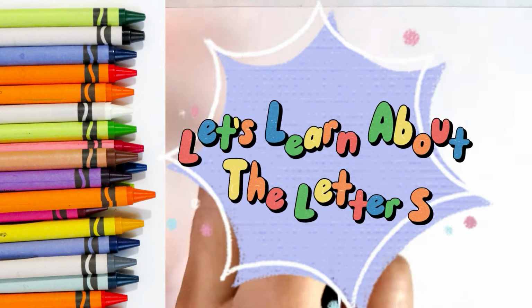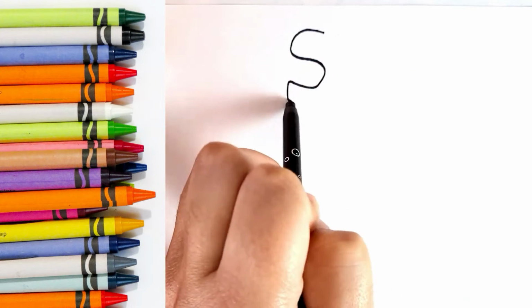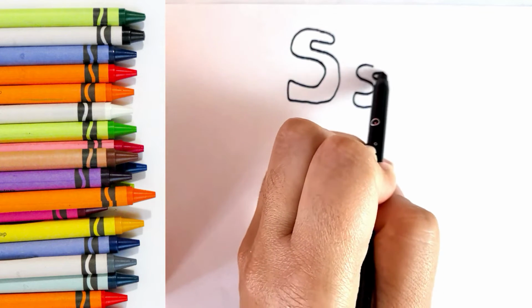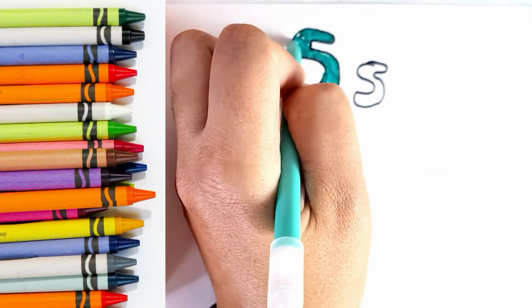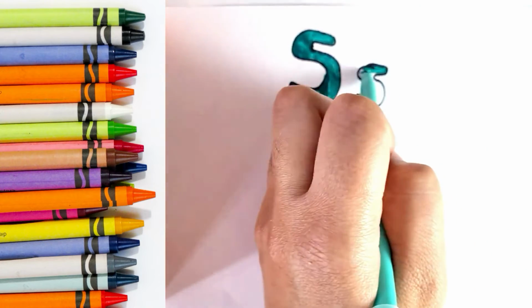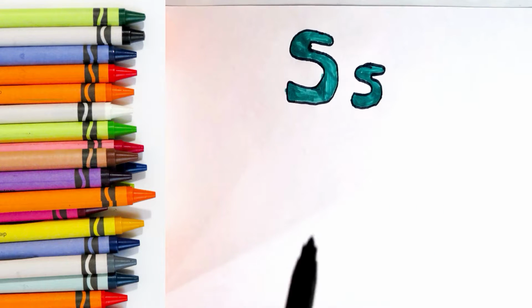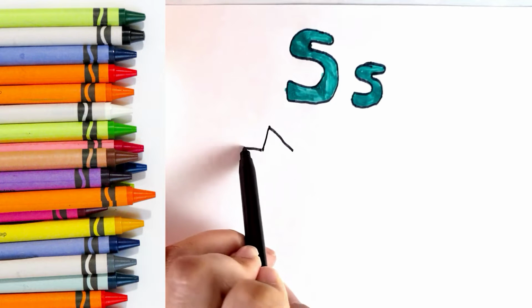Let's learn about the letter S. This is the letter S. It is the 19th letter in the alphabet, and it is a consonant. This is the uppercase letter, and this is the lowercase letter. The letter S makes the sound S.